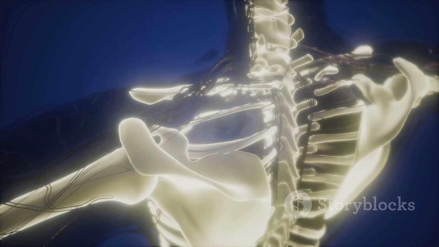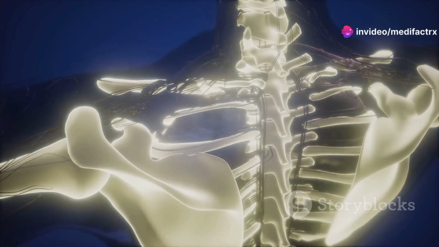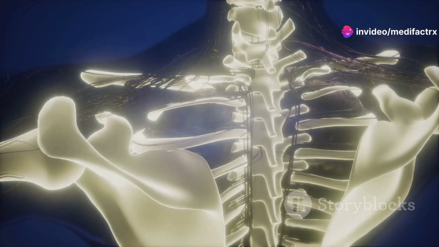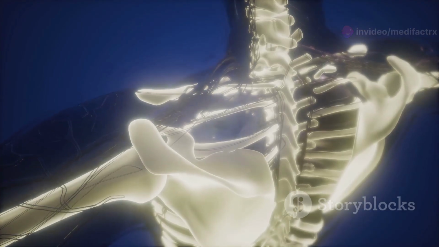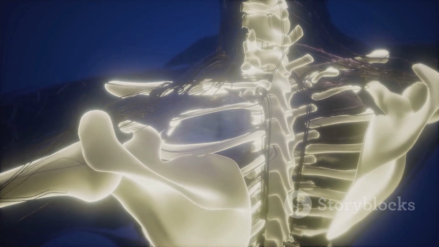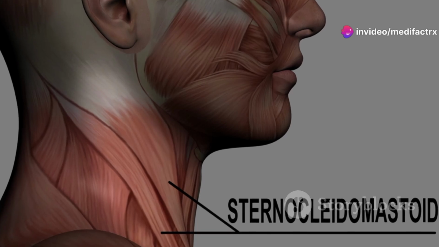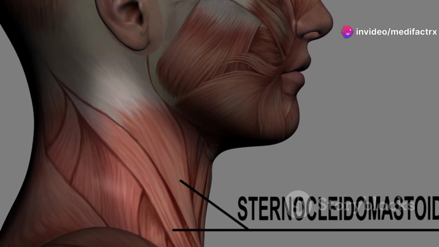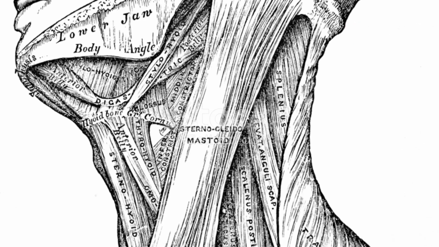The nerve supply of the posterior triangle, while less complex than that of the anterior triangle, is equally important for medical students to understand. One of the most important nerves in the posterior triangle is the spinal accessory nerve, also known as cranial nerve 11. This nerve enters the posterior triangle by piercing the sternocleidomastoid muscle. The spinal accessory nerve provides motor innervation to both the sternocleidomastoid and trapezius muscles.